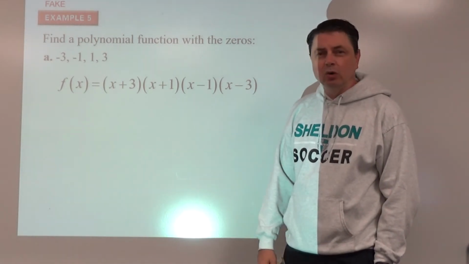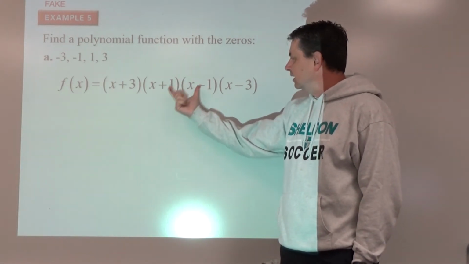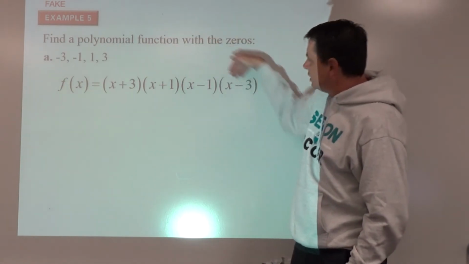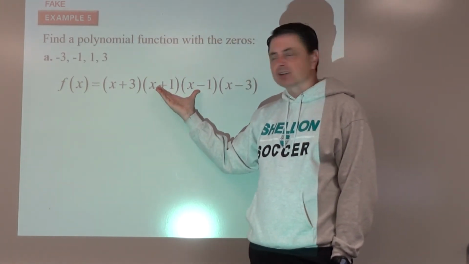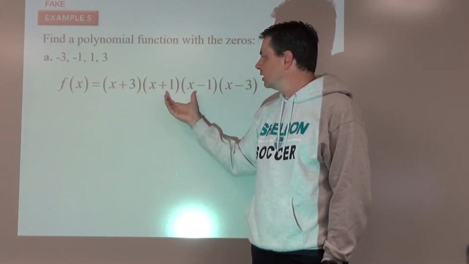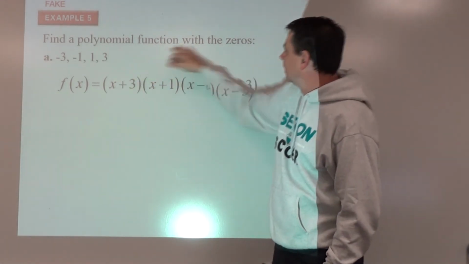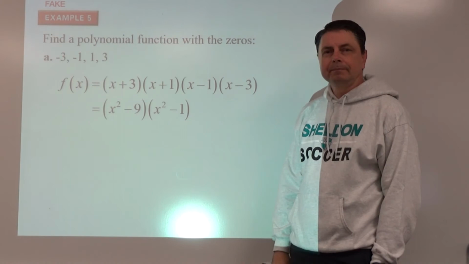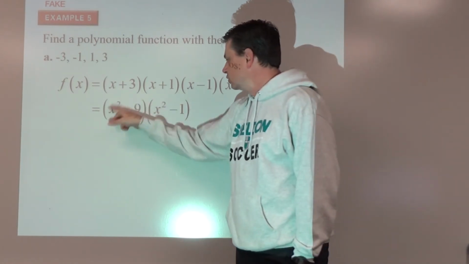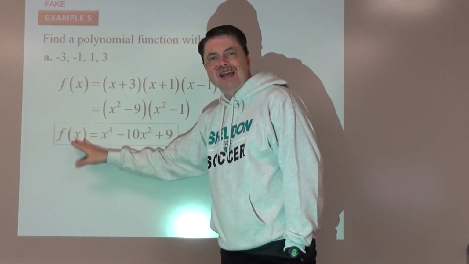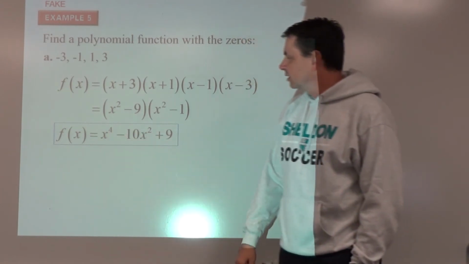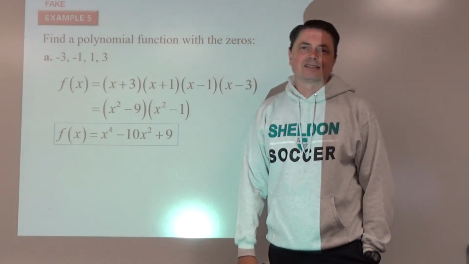We could do it in any order, but I think I want to multiply these 2 together and these 2 together. So there's a special factoring pattern there, difference of squares. I know they're going to get some canceling. So I'm going to get x squared minus 1 here, x squared minus 9 there. And now we can just do the rest of it. We get f of x equals x to the 4th minus 10x squared plus 9.